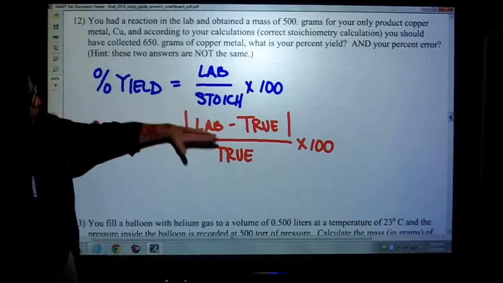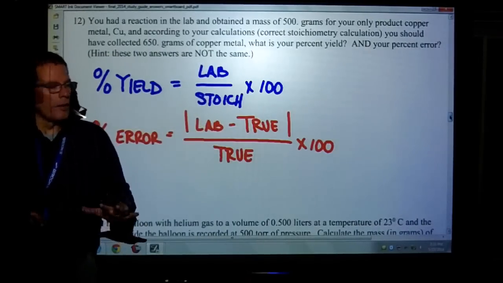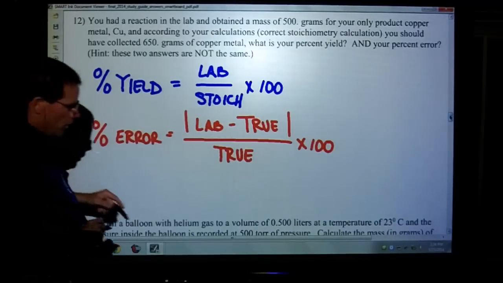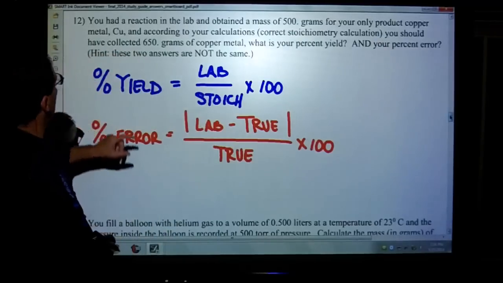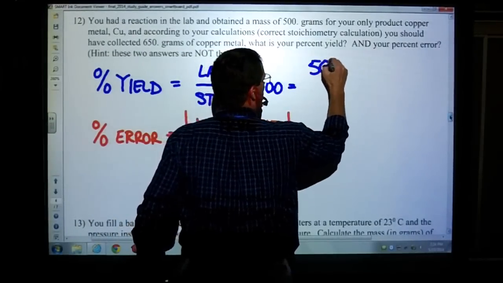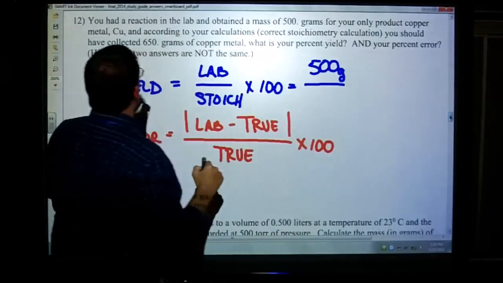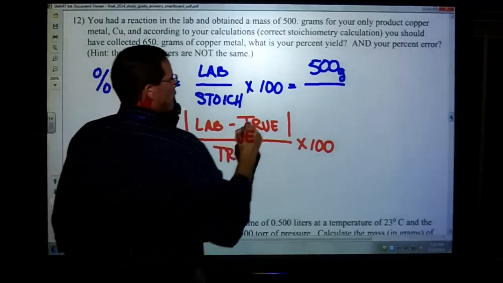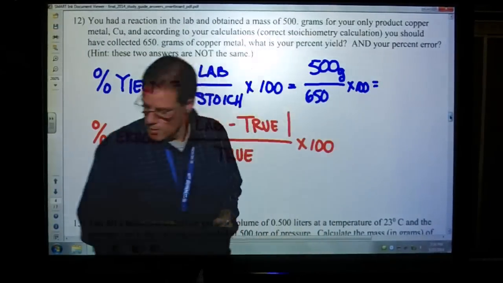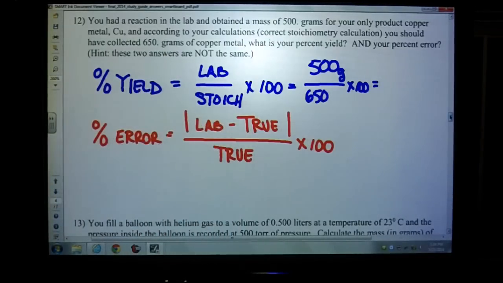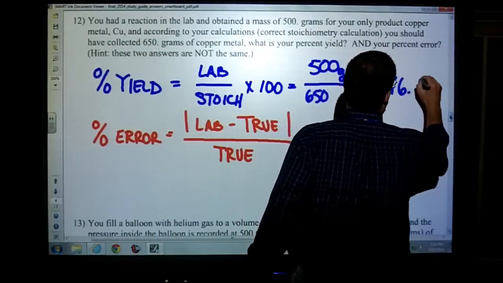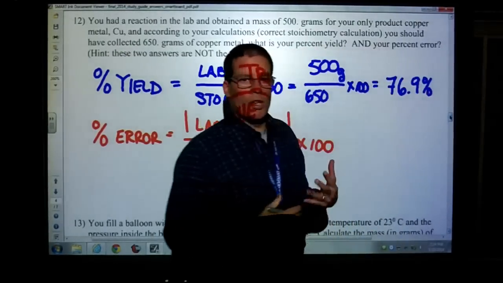So by looking at these two equations, you can hopefully see that these two values would be entirely different. So let's try to do the percent yield. It said that I obtained 500 grams, and my stoichiometry said I was supposed to get 650. So I'll multiply that times 100. And let's get a number. So that's around 76.9%. Okay, so that's our percent yield.